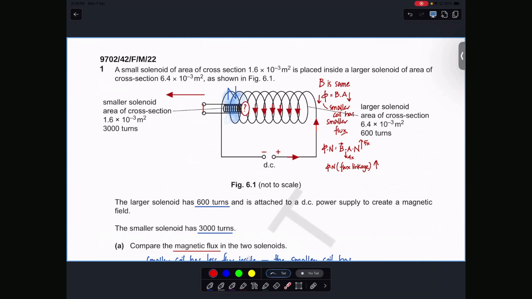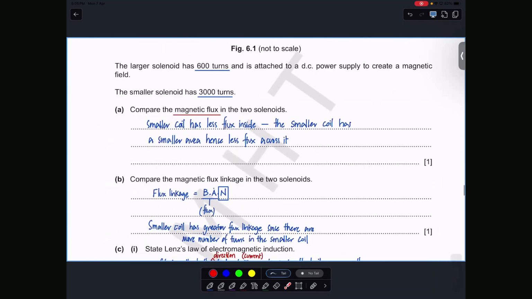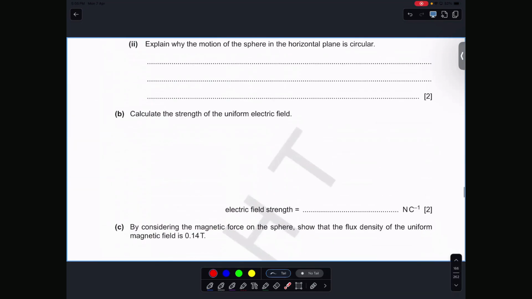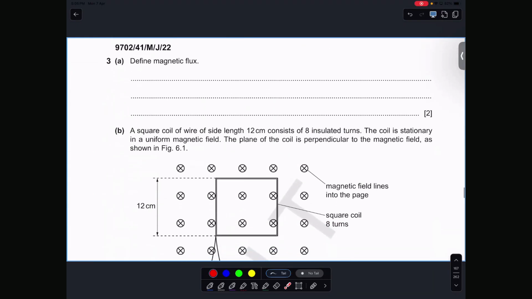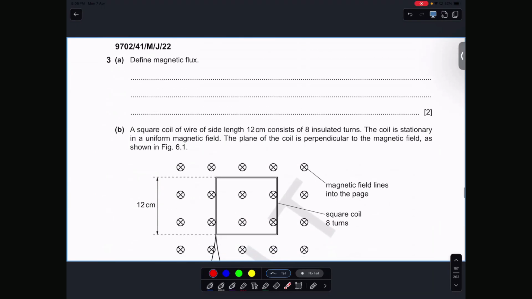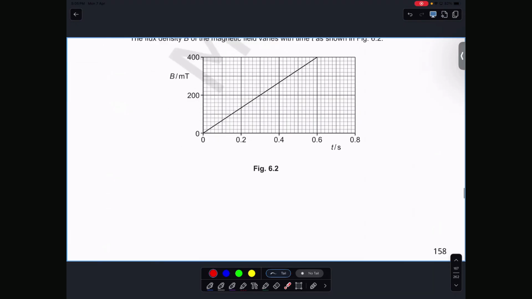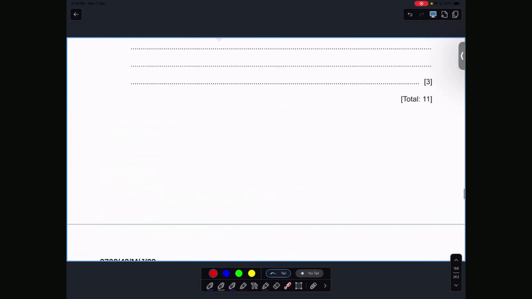Okay, next question. 3C. No, I'll do 3 questions. Tough, done. Define magnetic flux, B theta, C.